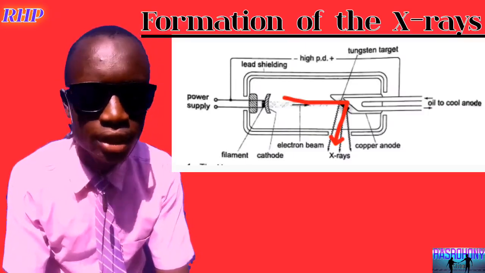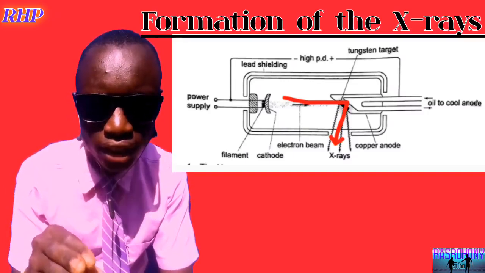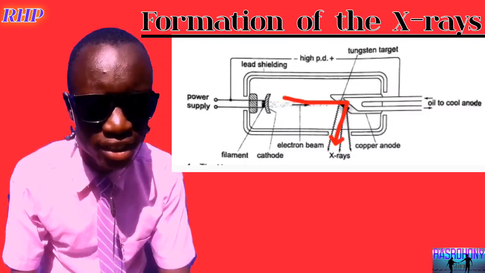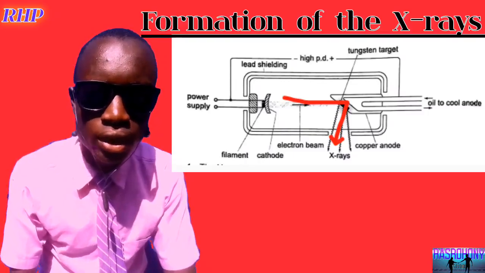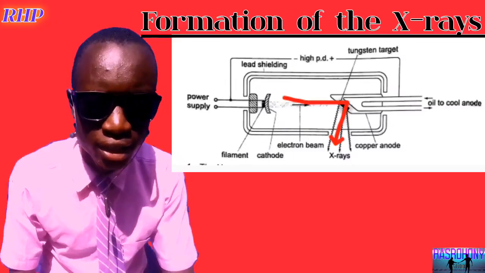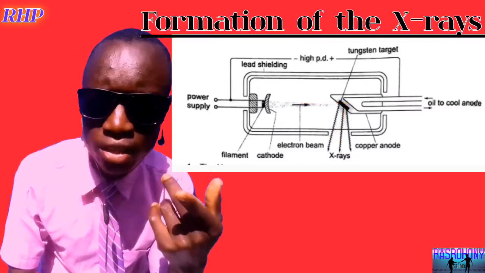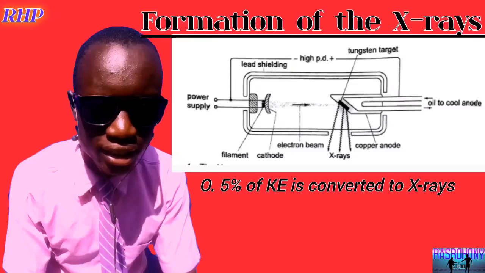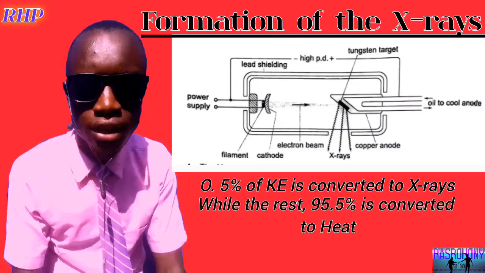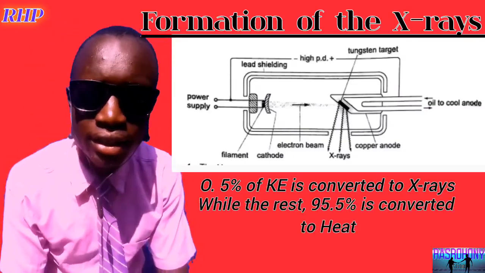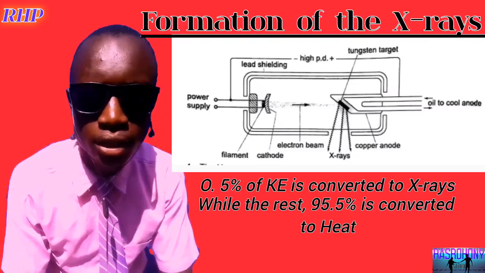One thing you have to know is that the X-ray is just the kinetic energy of those electrons that are emitted from the filament. So the more the kinetic energy, the more the X-rays. Only 0.5% of the kinetic energy is converted to X-ray, but the rest, 99.5%, is converted into heat. That is why the tungsten target is used, because it has a high melting point, so it cannot melt.